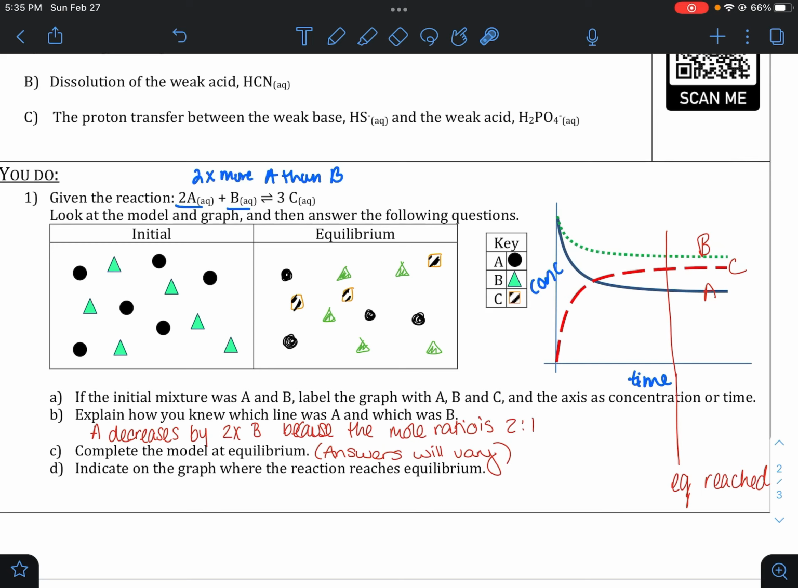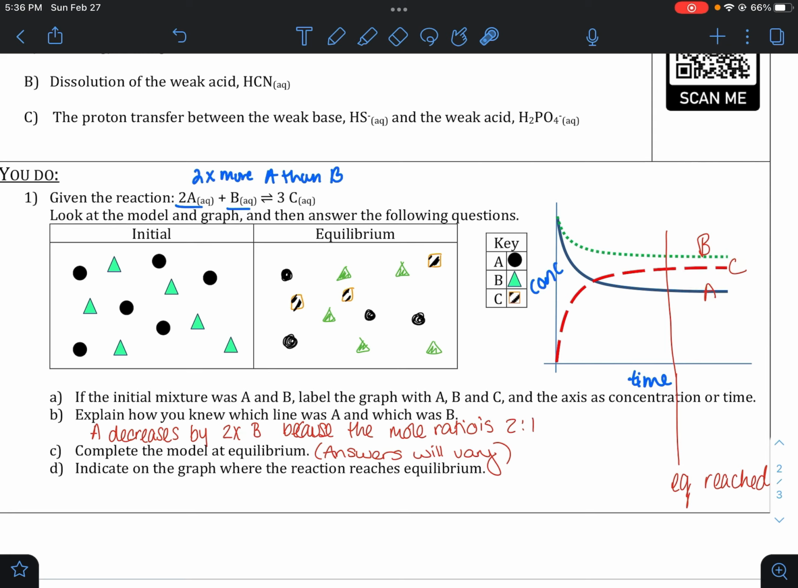But what we should know here is if we look at equilibrium, B has the highest concentration, then C, then A. So your model could look something like this. You could have more B, you could have more C, but really B should be the most, then C, then A.